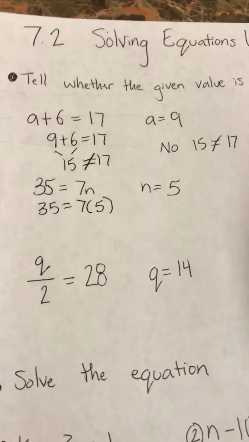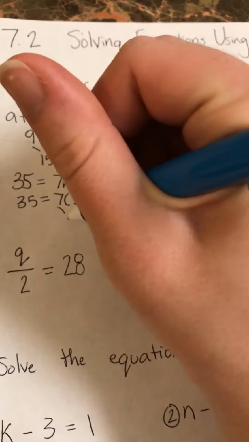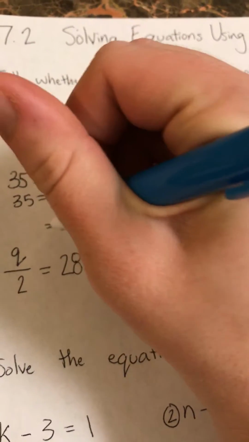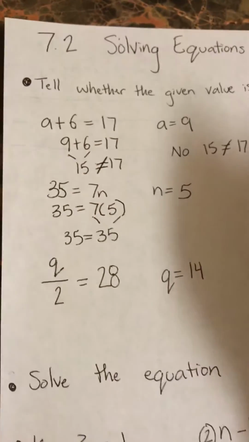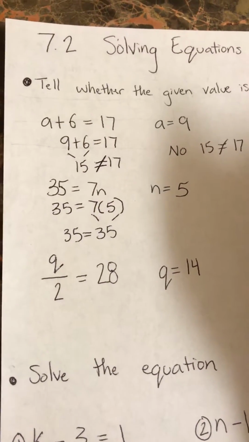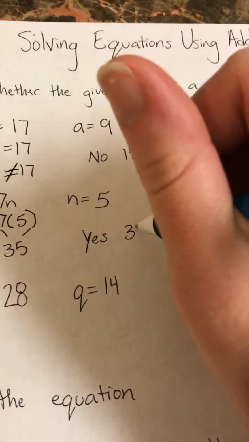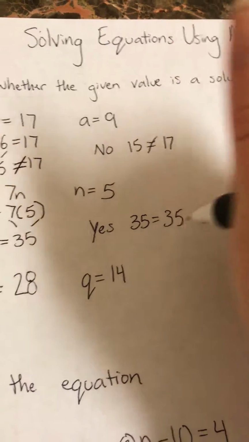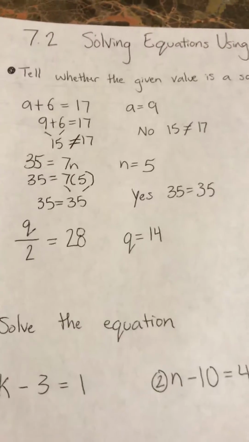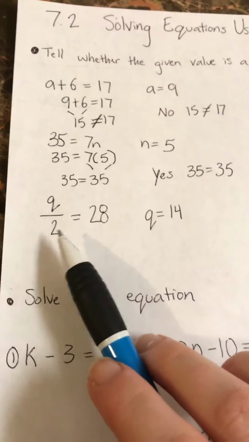So now we have to work it out. 7 times 5 equals 35. So now, is 35 equal to 35? Yes, it is. So you're going to make sure you write yes. 35 is equal to 35. Perfect.